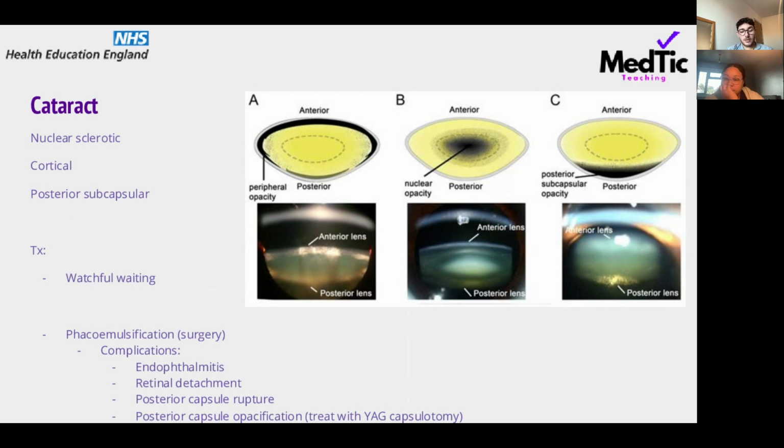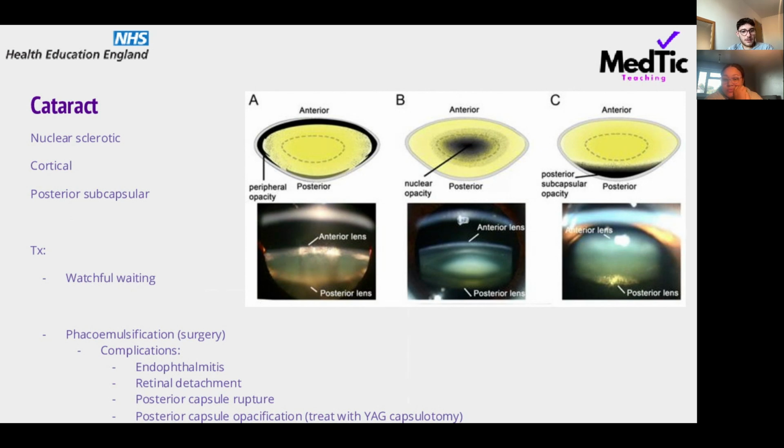Treatment: there are probably trial-based treatments and possible treatments out there, but I don't think there's anything that can actually reverse or stop the development of a cataract. So you just do watchful waiting, and list them for cataract surgery, which is phacoemulsification. So you extract the cataract, the lens, and then you put in a fake lens, an artificial lens.